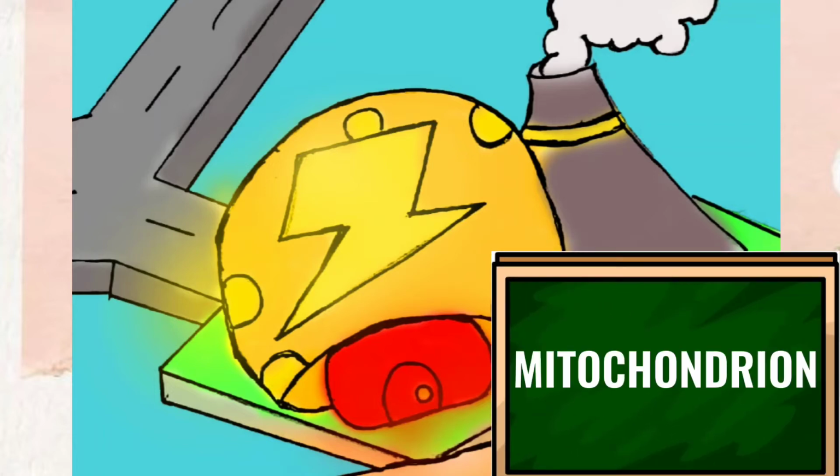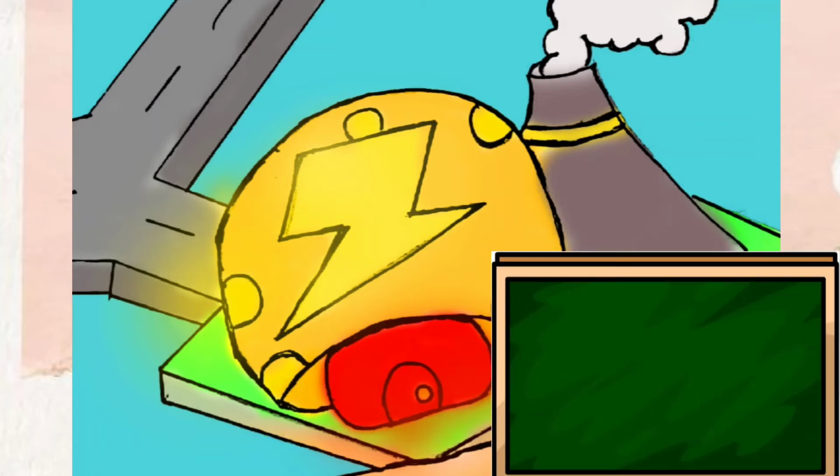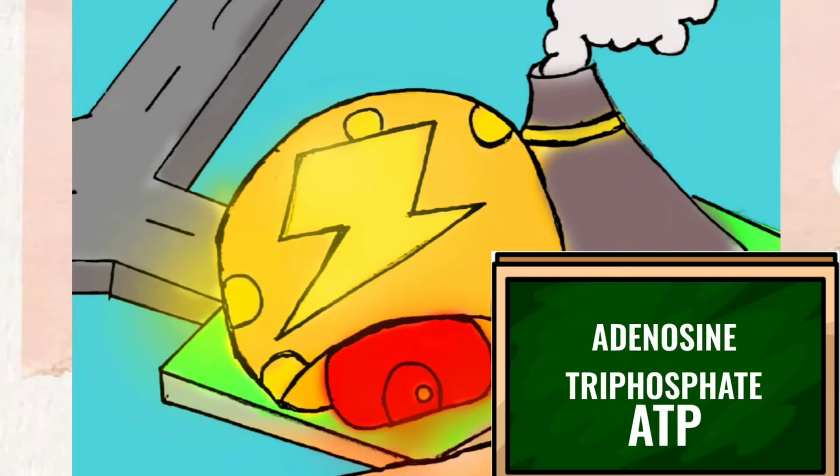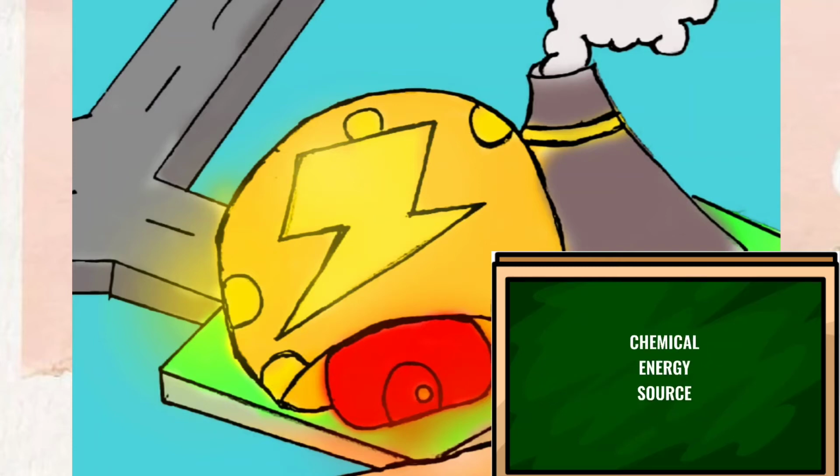Here we go for the mitochondrion, or the power plants of the cell. In most eukaryotic species, a mitochondrion is a double membrane-bound organelle. Mitochondria produce the majority of the cell's adenosine triphosphate, or ATP, which is used as a chemical energy source. A mitochondrion is known as the powerhouse of the cell.